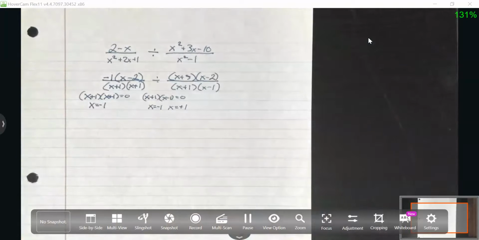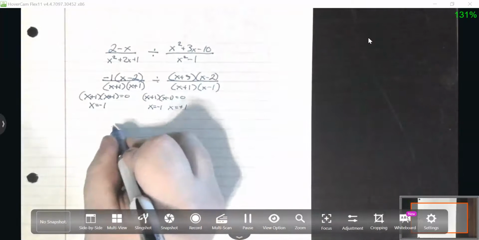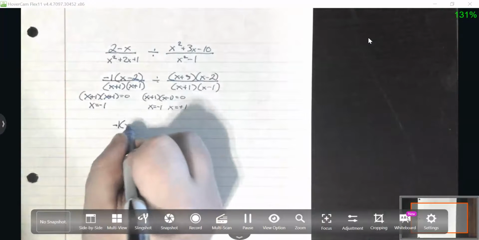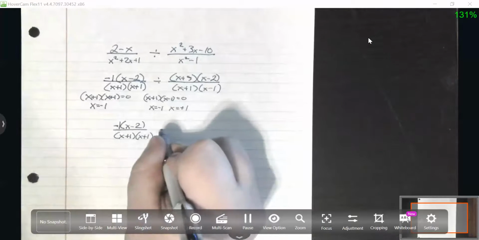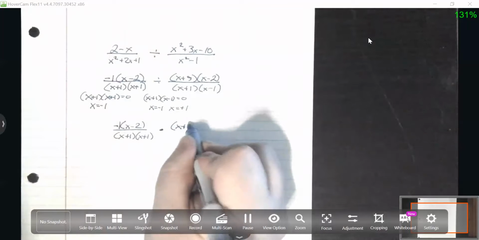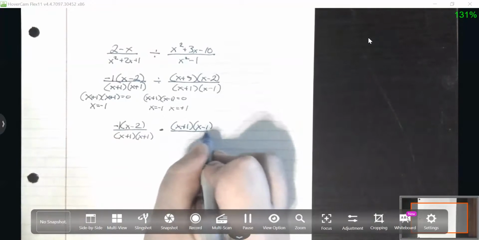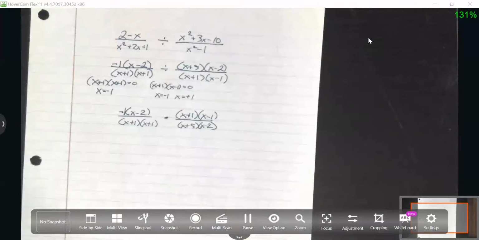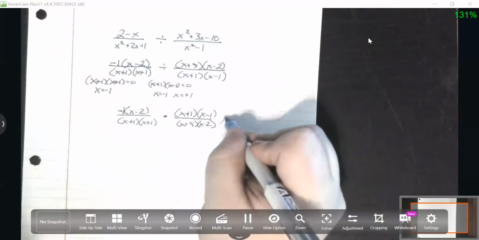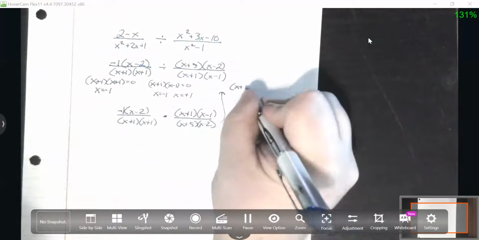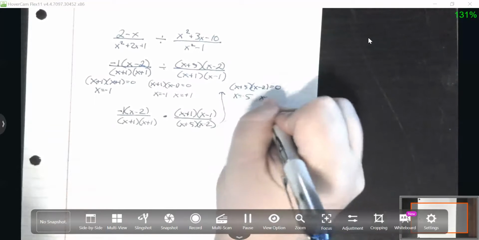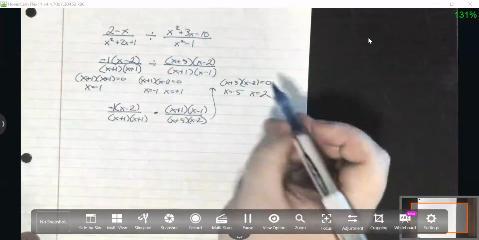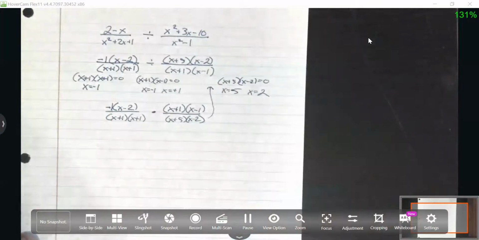Okay, now we're ready to perform the operation. To divide, we need to flip that second one upside down. So that's -1 times x minus 2 over x plus 1, x plus 1, times, and we flip that second fraction upside down. Now that it's upside down, we have a whole new denominator, so I need to check that as well. So that's x plus 5 times x minus 2, and that can't be 0 either, giving us more restrictions. x can't be -5, x can't be 2.